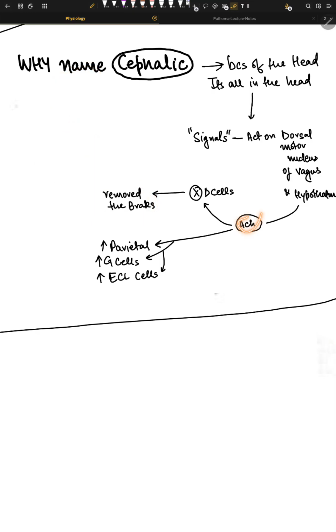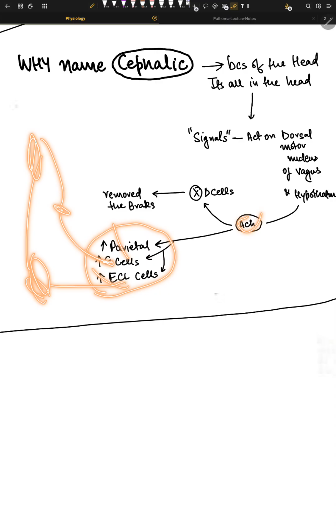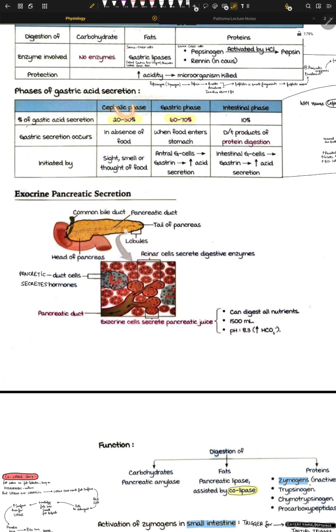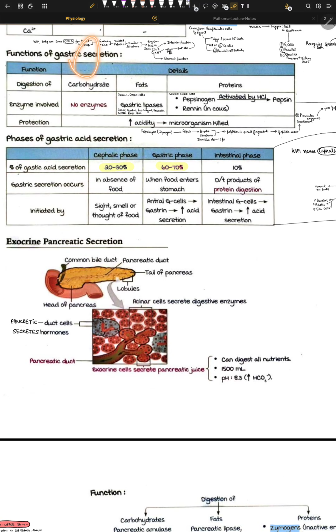The other thing acetylcholine does is that it positively influences the parietal cells, G cells and ECL cells. ECL cells make histamine. Histamine goes to the parietal cell, and then it can make acid. G cells make gastrin, which again increases acid. Parietal cells make acid. So I hope we understand this cephalic and gastric acid secretion, right?